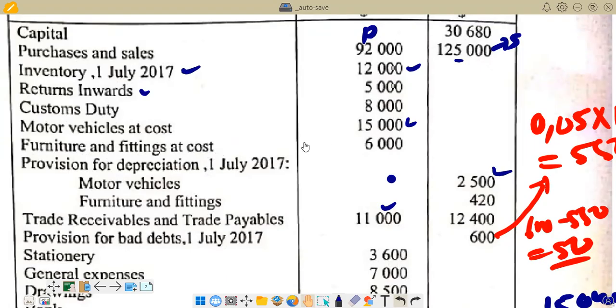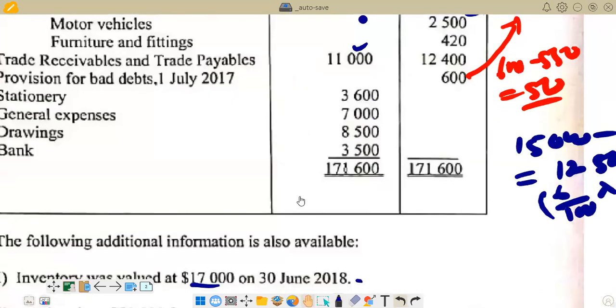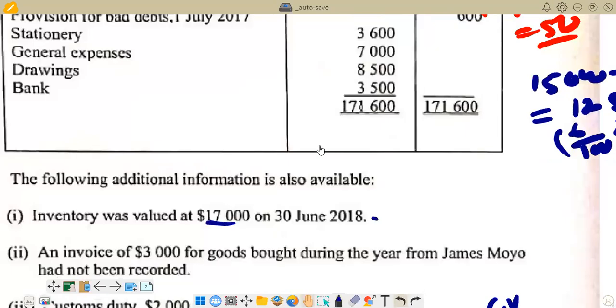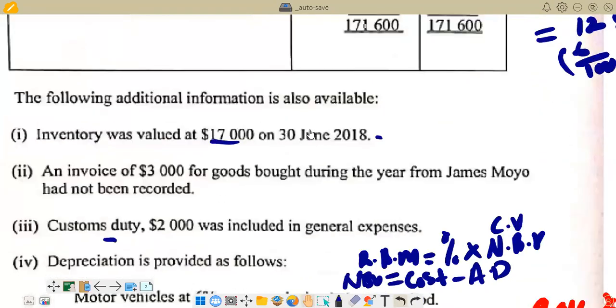Let's check here where we have trade receivables and trade payables. Trade payables are current liabilities. So we have 12,400 as our current liability. But remember, we've got something in the additional information which is explaining about that balance of trade payables. You come here: an invoice of 3,000 for goods bought during the year from James Moore had not been recorded.